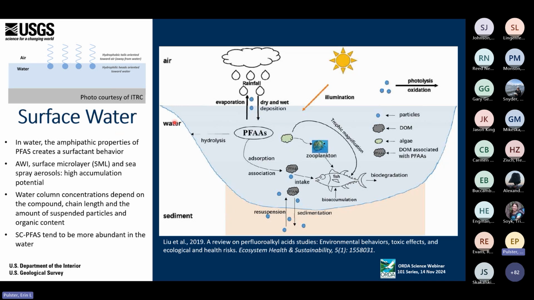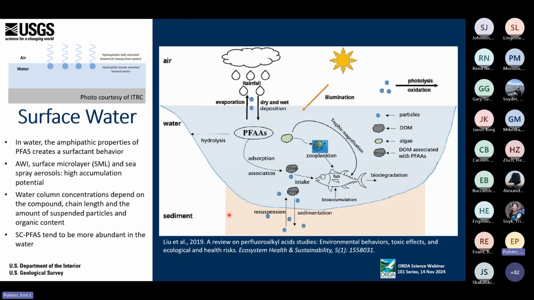So in surface water, we see some of our high concentrations of PFAS at that microsurface layer, as well as in sea surface foams, because of their dual properties, they create a surfactant behavior. So they tend to stay up on the top of that water column. There have been studies finding super high concentrations in the sea spray aerosols, and that can lead to more atmospheric transport throughout the environment.